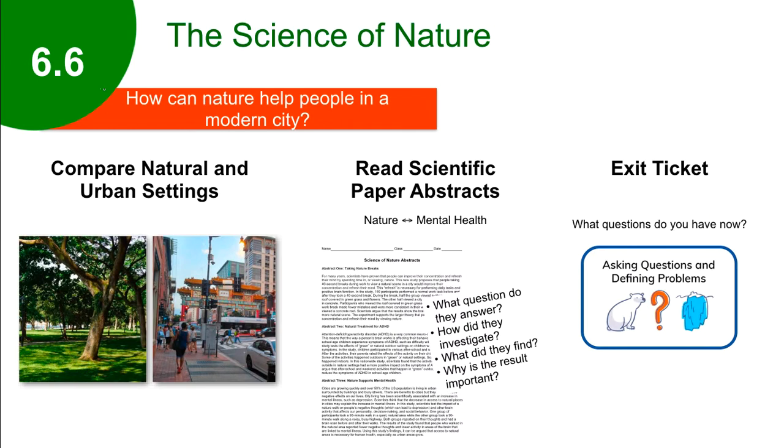In 6.6, we wonder how nature helps people in a modern city. We compare pictures of natural and urban settings. Then, we read short summaries of scientific research about the relation between nature and mental health. There's some surprising findings about nature's calming effect. For our exit ticket, we allow students to ask their own questions that they'd like to know about how nature affects us.